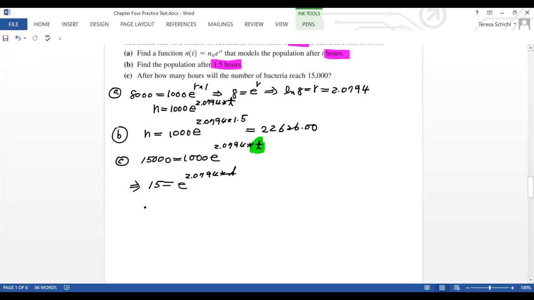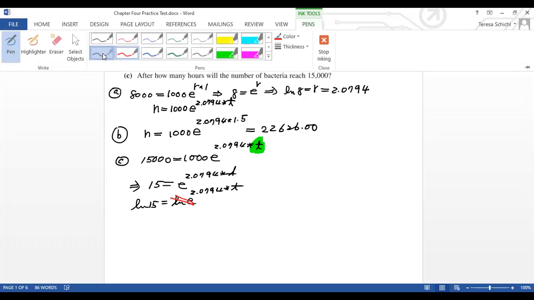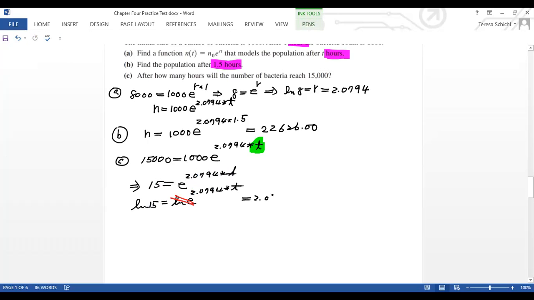Now what you need to do is take the natural log of both sides. So natural log 15 is equal to the natural log of e to the 2.0794 times T. Here, e and the natural log cancel. So what I have here is 2.0794 T. So you divide by 2.0794 on both sides. So what is the T here going to be?